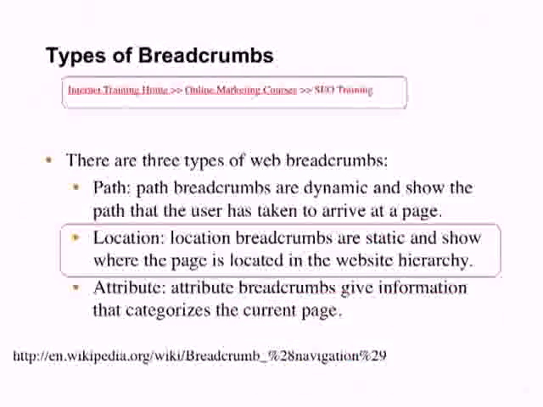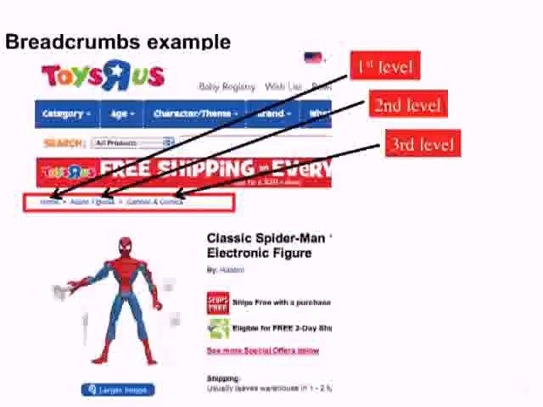So there are different types of breadcrumbs. There's path breadcrumbs, and attribute breadcrumbs that categorize the page that you're on. We're looking at mainly location-based breadcrumbs that show the user where they are in the website hierarchy, and these are very useful to search engines as well because it serves as anchor text and gives some idea of the hierarchy of the website. So you can see another example here with Toys R Us.